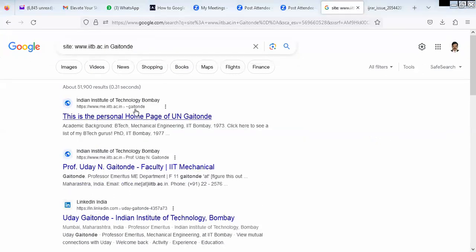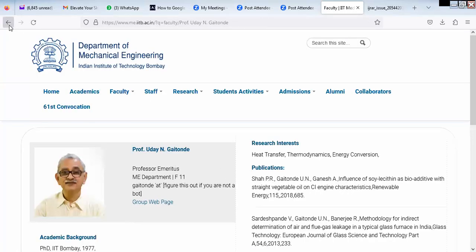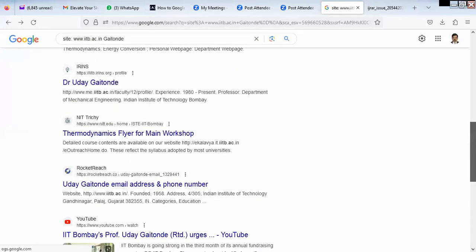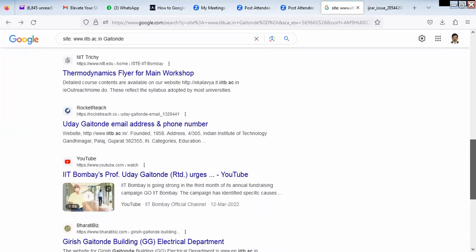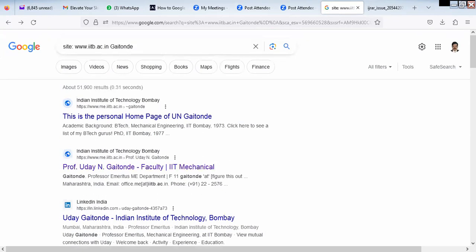I can see here, I got the personal page of Professor UN Gaitonde. Then about faculty. You can go, you can see his website. So whatever is related to this person, a professor in IIT Bombay, I can get this. So in this way, you can search a particular name in a website.